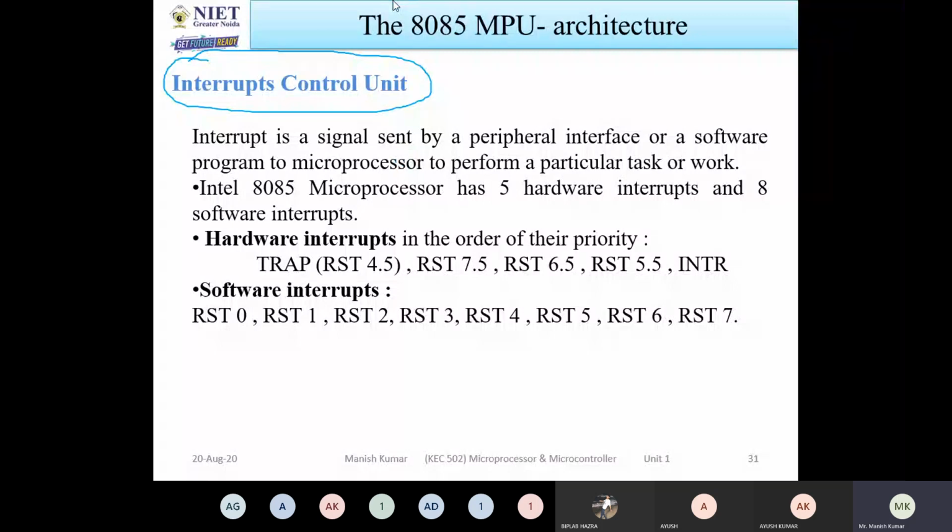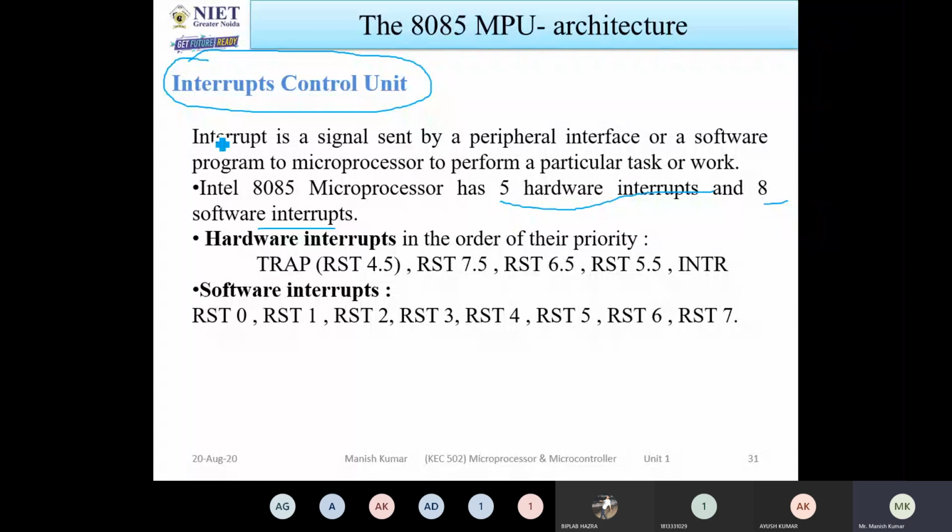So now what will happen? In the case of 8085, there are 5 hardware interrupts and 8 software interrupts available. Okay. So what are the hardware interrupts and what are the software interrupts? The software interrupts are interrupts which are used with the help of programs. Like if you are writing a program, between that you are telling that after executing this portion, you have to hold that for some time and you have to execute other tasks. So for that purpose, software interrupt will be used.